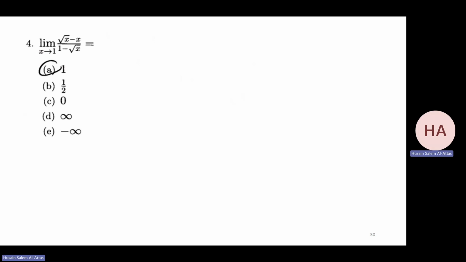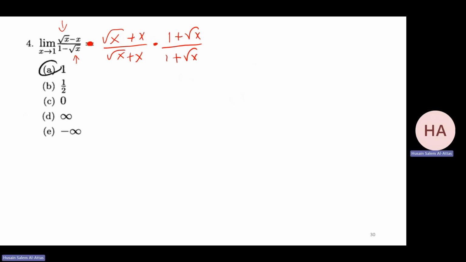This one, you notice there is a square root here in the numerator, and there is another one here. So you need to rationalize both of them. Square root of x plus x: this is to rationalize the numerator, times, I need to rationalize the denominator, so 1 plus x and 1 plus square root of x.